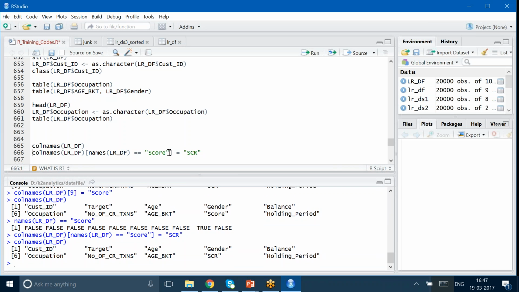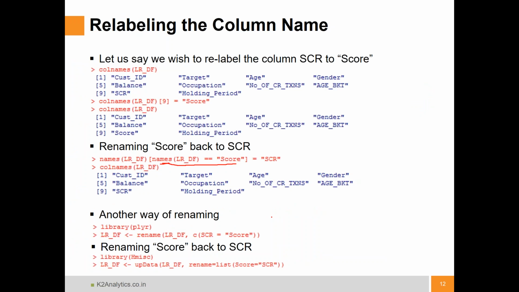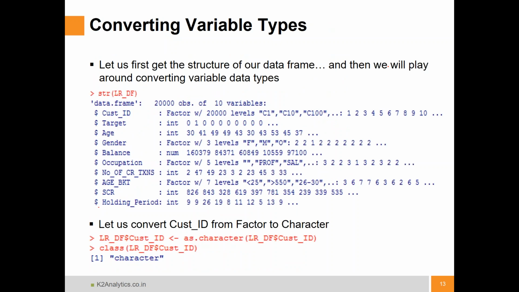So this part of the code, instead of hard coding 9, I've now put the comparison logic instead of 9. There are other ways, because R provides multiple packages and multiple ways of renaming. I'm not going to cover those. We'll move to the next slide.